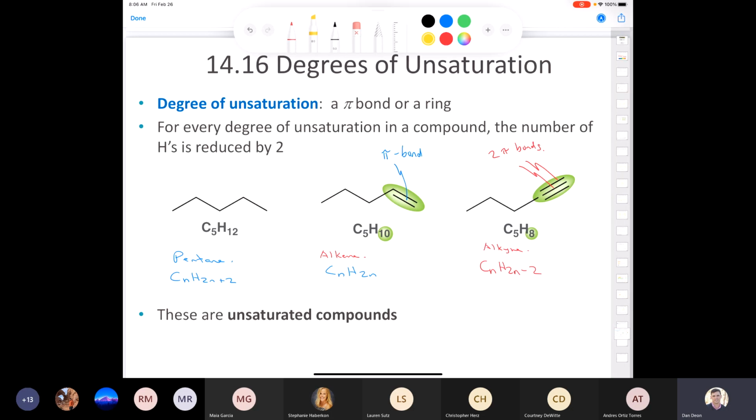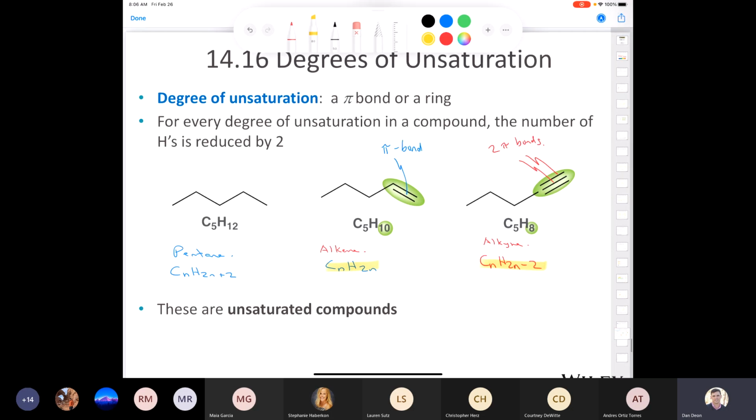Now, these formulas here, they don't necessarily always represent an alkene. They don't necessarily always represent an alkyne. The formula CnH2n represents one unit of unsaturation, which represents a pi bond or a ring, okay? And the formula CnH2n-2 doesn't necessarily represent an alkyne. It represents 2 degrees of unsaturation. Well, what other kinds of scenarios could we have where we would have, let's say, 2 degrees of unsaturation?